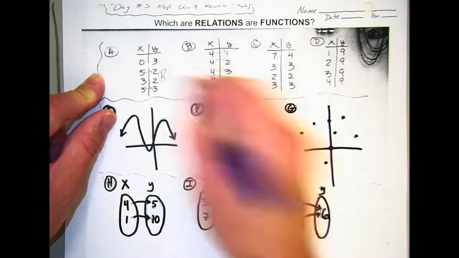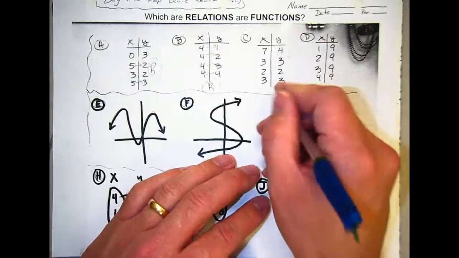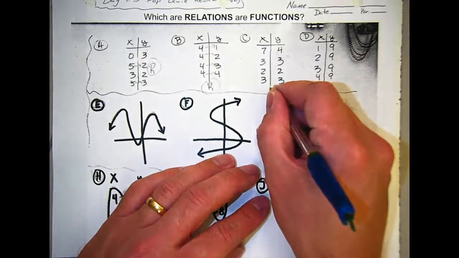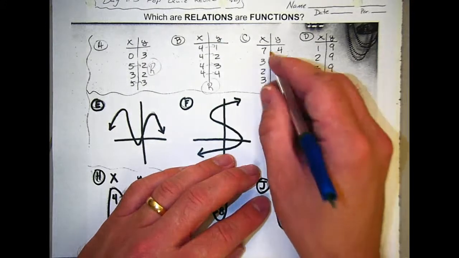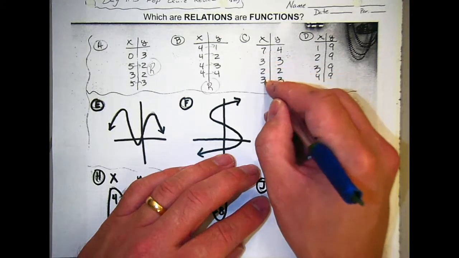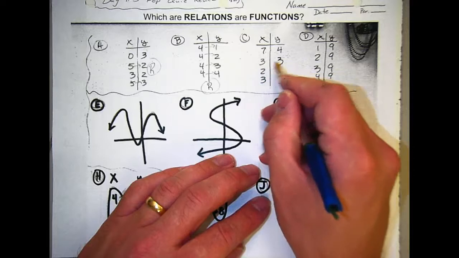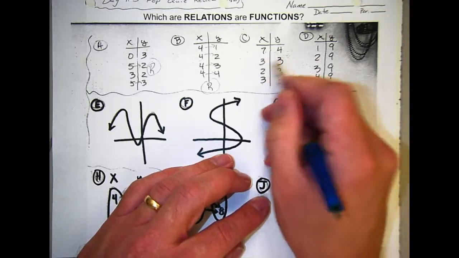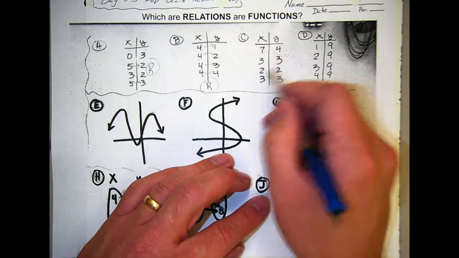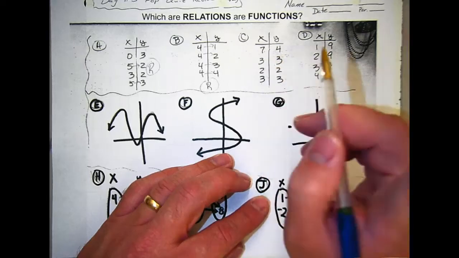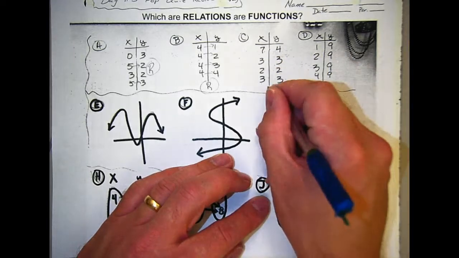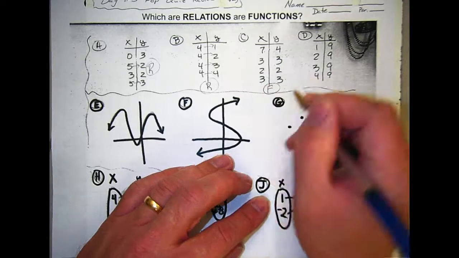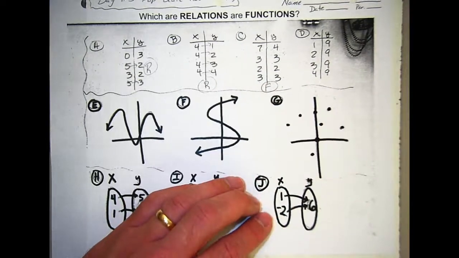Number 3, relation or function? Function. Oh yeah, this one's tough. Does x repeat? Yeah, it does. 3 goes to 3, and 3 goes to 3. It's okay if it goes to the same number, because how many points is that going to give you on a graph? It's going to give you a single point at 3, 3. So this is actually a function. Tried to trick you there. A lot of you were asking about it.